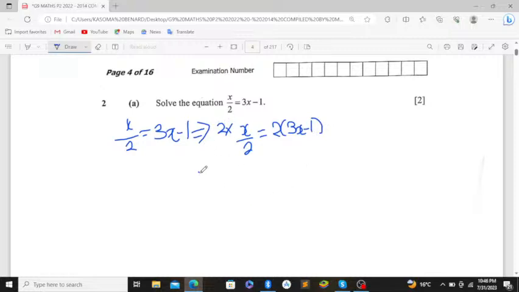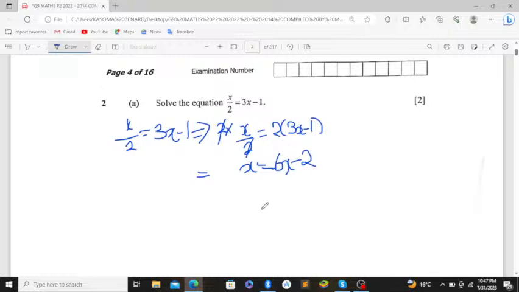So what I'm going to do is start now to do the actual multiplication. So this 2 and these 2 cancel each other out. Then I have x is equal to 2 multiplied by 3x, which will give me 6x, then 2 multiplied by -1 will give me -2.